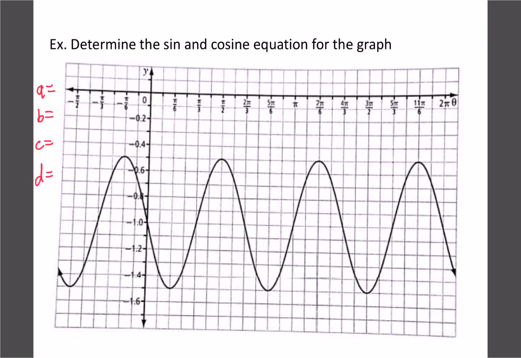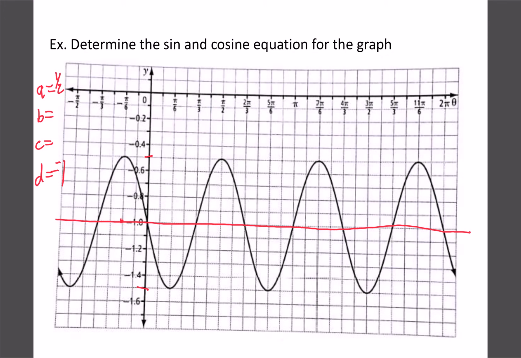So if we look at this graph, we're going from negative 0.5 to negative 1.5. So our midline would be at negative 1. So D is negative 1. Now do your amplitude. So we're going from there up. So we're going from negative 1 to 0.5. So we'd have an amplitude of a half. And our period, let's do that one next.